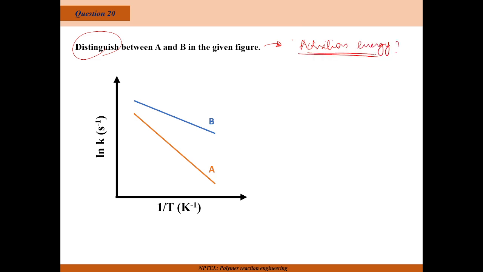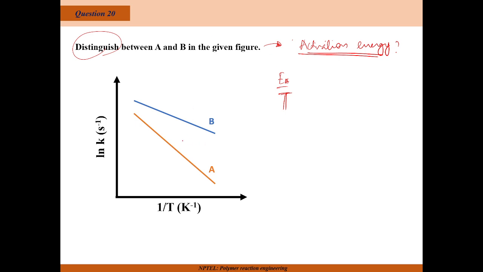Higher activation energy should be the curve which has the steeper slope. So A, likely, because the activation energy is the slope of this equation. Basically, in this kind of graph, the slope is proportional to E_A and inversely proportional to temperature. The slope would be something like that.